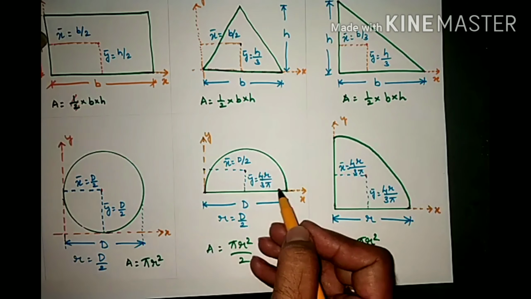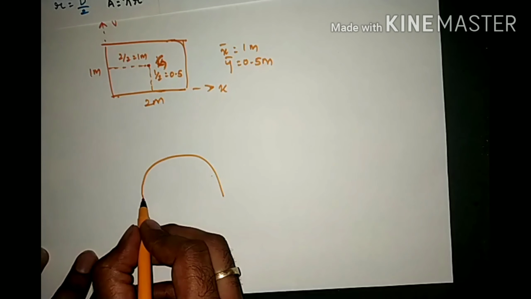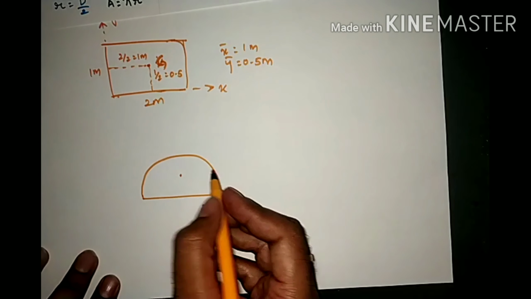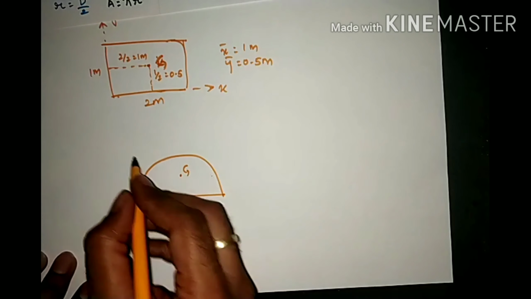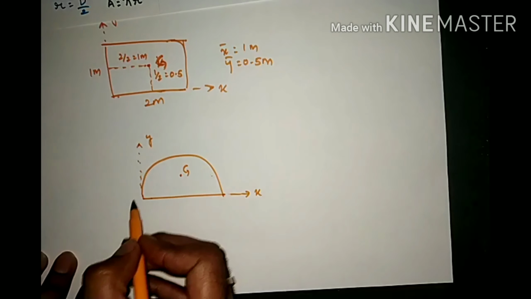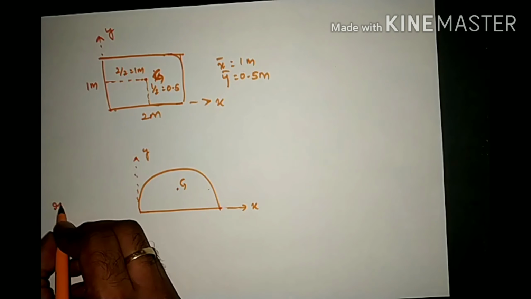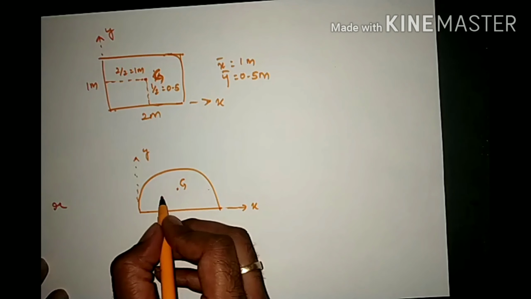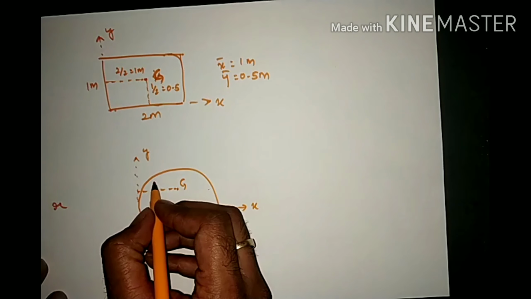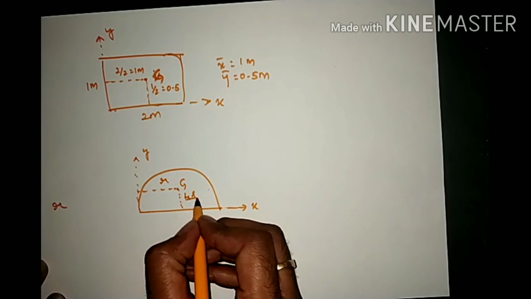Now I'll explain the centroid of this semicircle with an example. There is this semicircle, correct? And we want to determine its G. So where is this G? First let's take this as the reference axis, x, y. With respect to this reference axis, I am going to find the centroid G of this semicircle. What does our formula say? It says x bar is equal to d by 2 and y bar is equal to 4r by 3 pi. Let's say the radius is r. So x bar is d by 2 or simply r, and y bar is 4r by 3 pi.